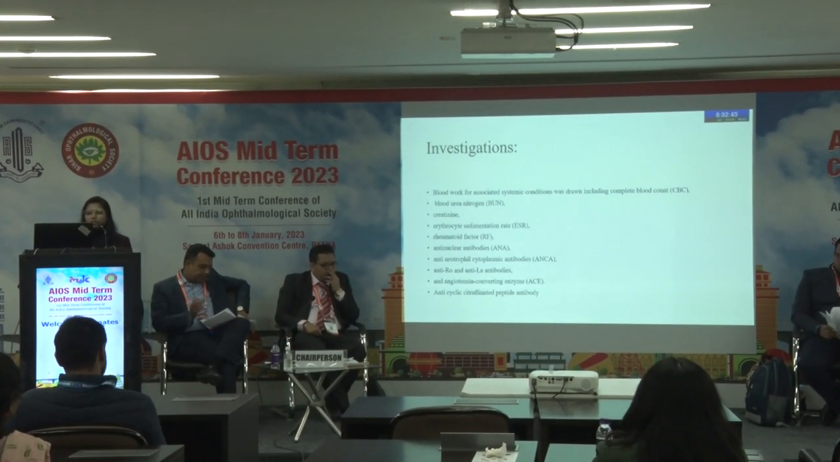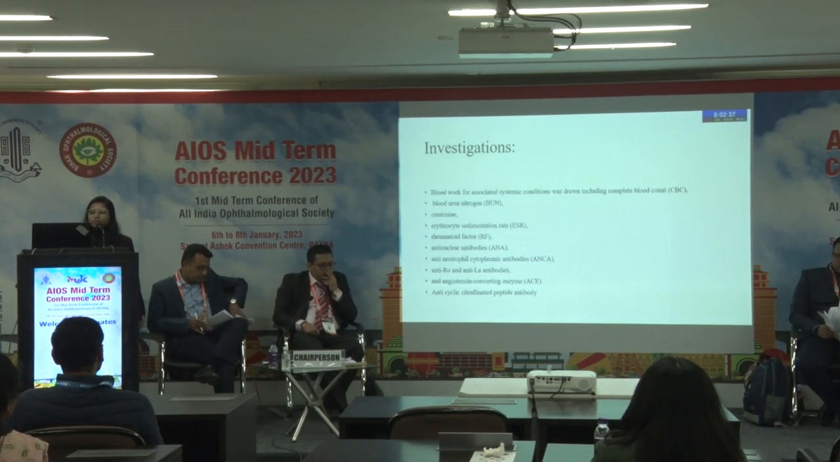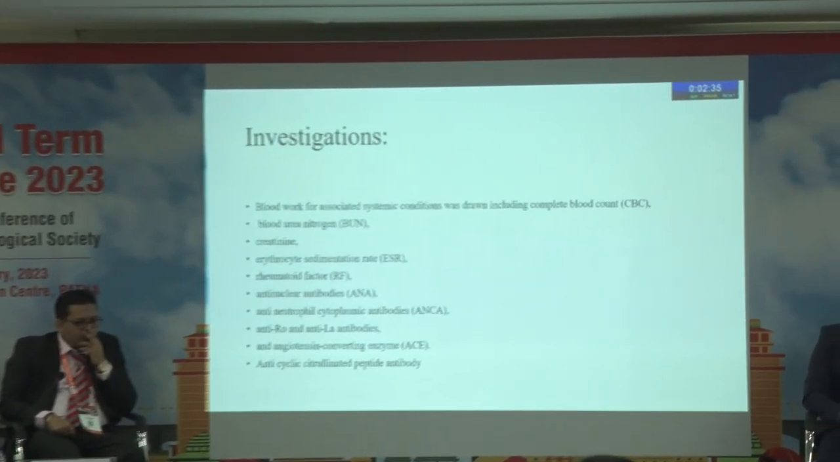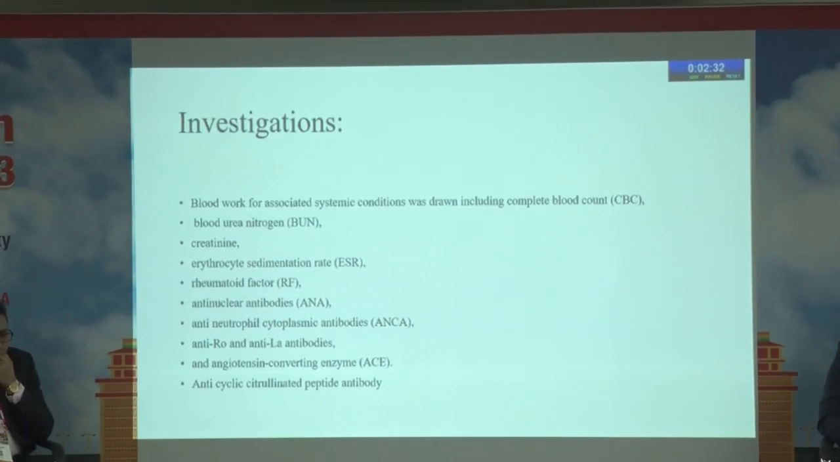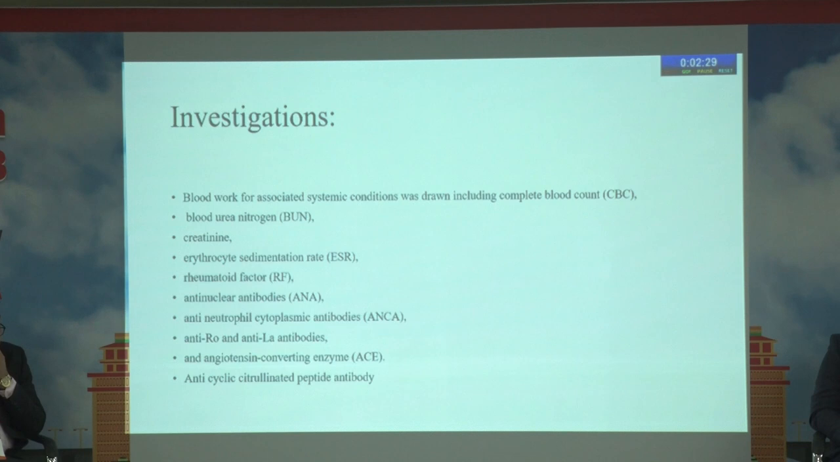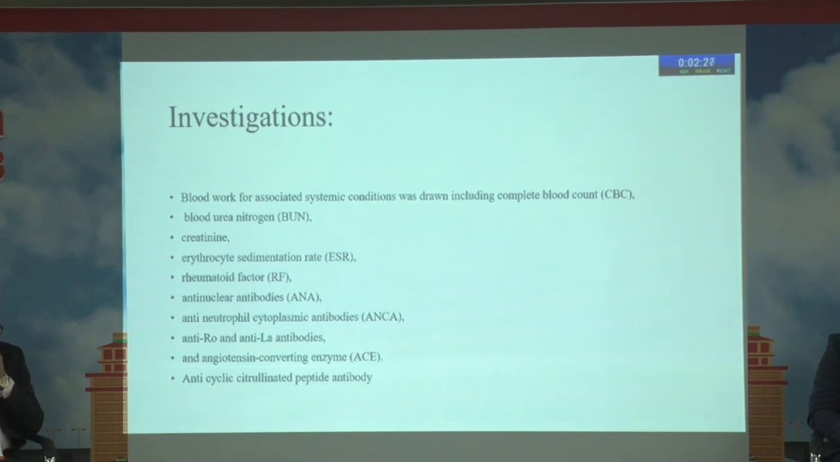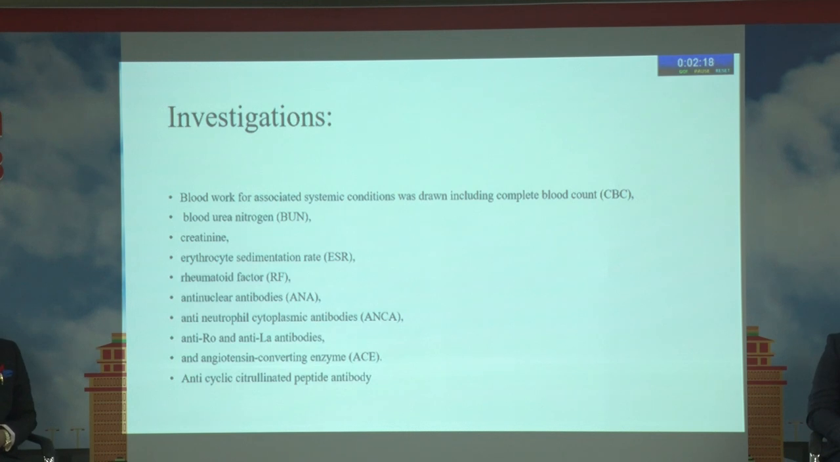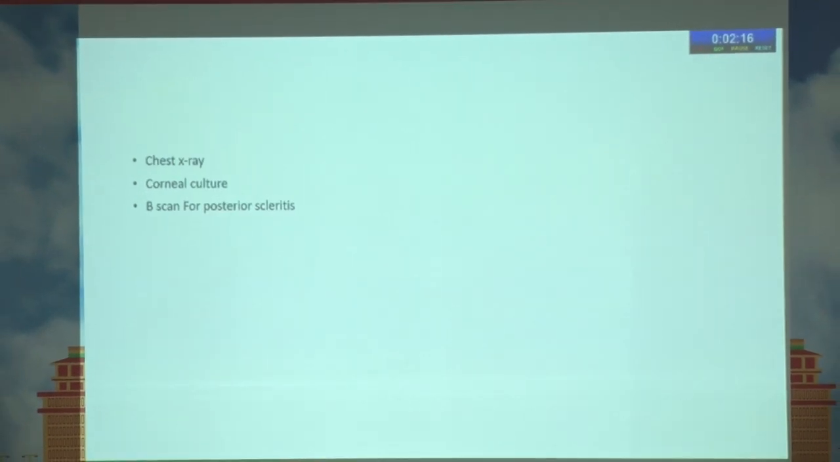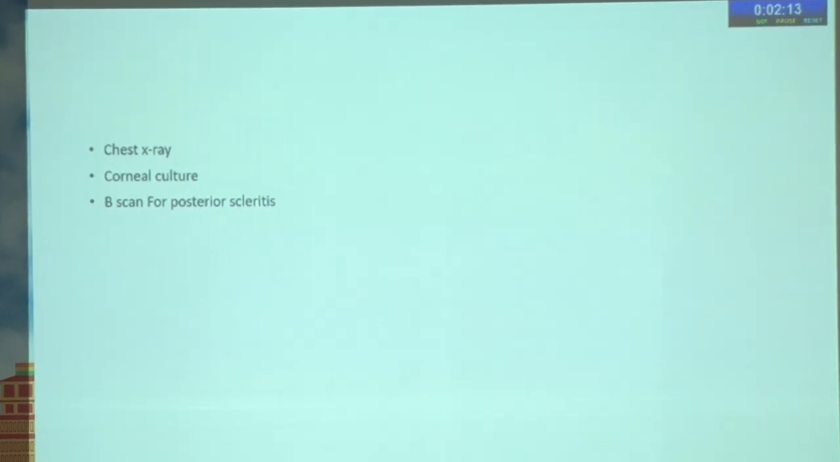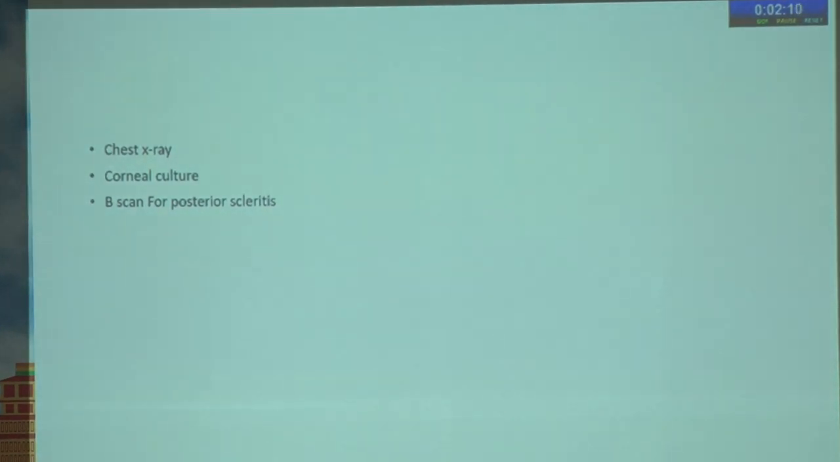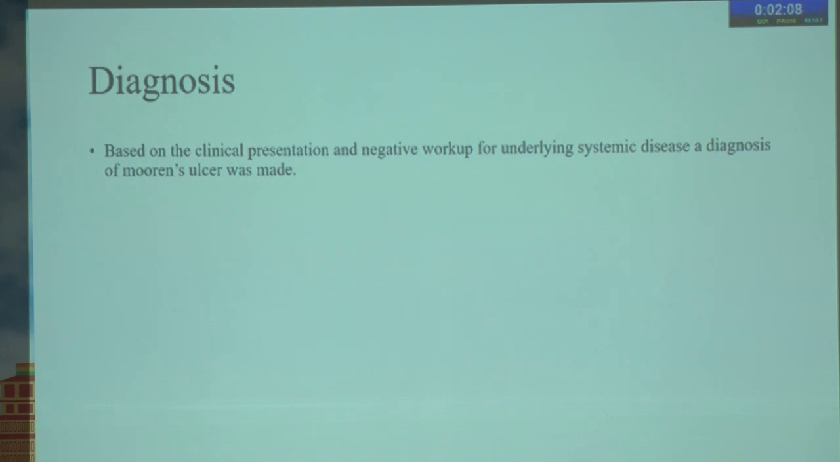Investigations: blood work for associated systemic conditions was drawn, including complete blood count, blood urea nitrogen, creatinine, erythrocyte sedimentation rate, rheumatoid factor, anti-nuclear antibodies, anti-neutrophilic cytoplasmic antibodies, anti-Ro, anti-La antibodies, angiotensin converting enzyme, and anti-cyclic citrullinated peptide antibody. Chest X-ray, corneal culture, and B scan for posterior scleritis were done. Based on the clinical presentation and negative workup for underlying systemic disease, a diagnosis of Mooren's ulcer was made.